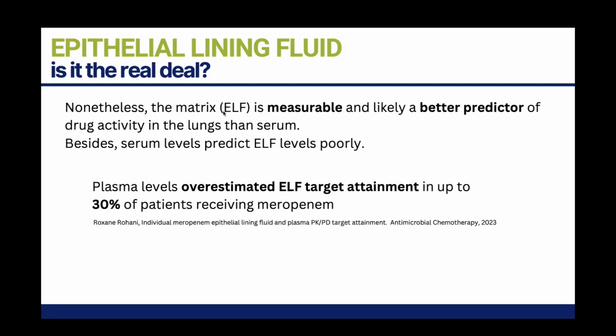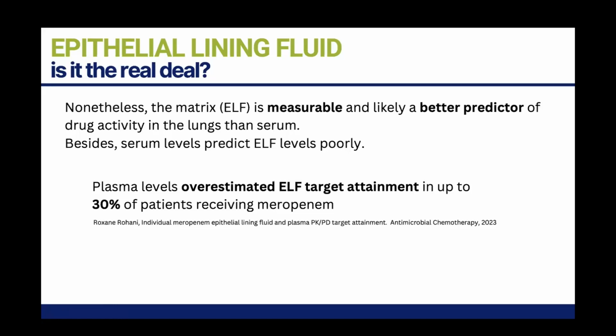In a paper that was published a few days ago, it showed that if we were to give patients meropenem and use the plasma concentration to predict ELF, plasma levels overestimate ELF target attainment in up to 30% of the patients. So 1 in 3 patients will have a wrong estimation of the ELF concentration if we were to just base it on plasma concentration.